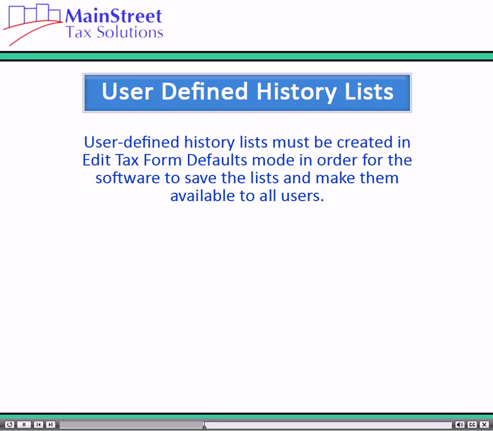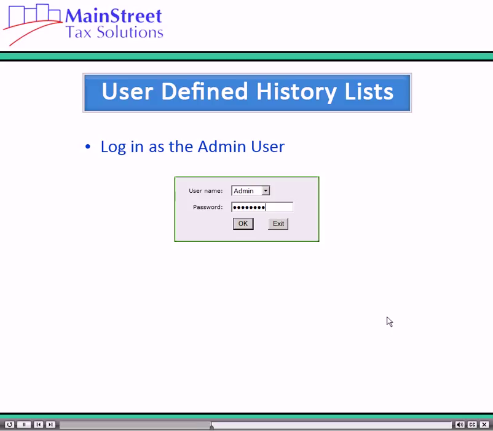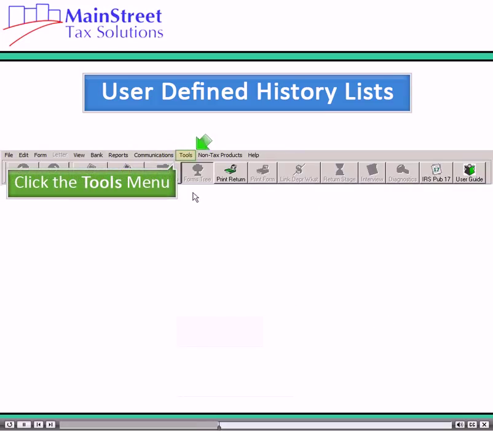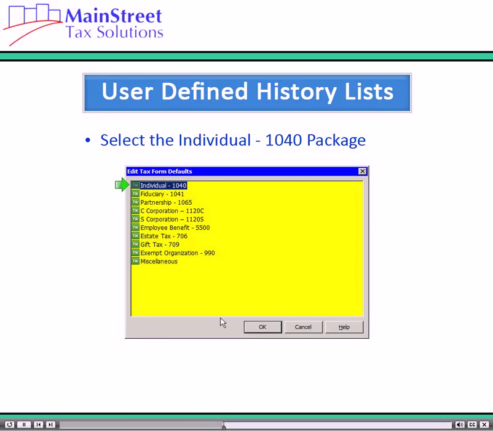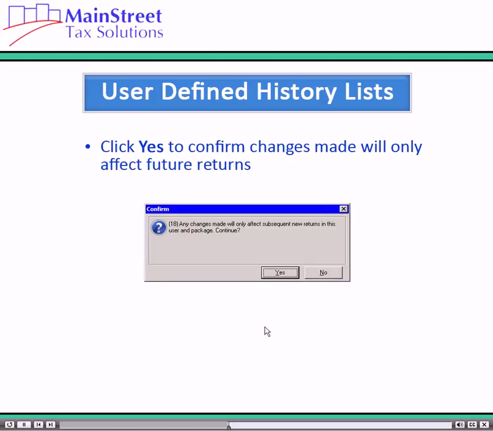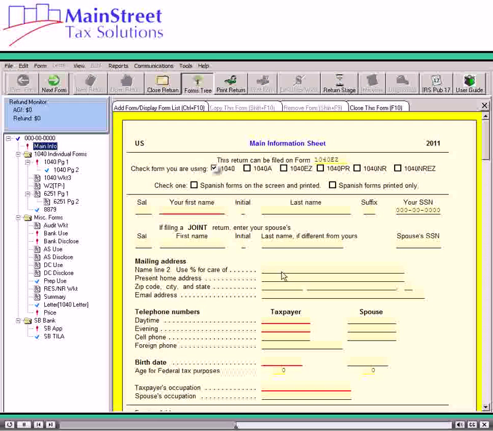User-defined history lists must be created in Edit Tax Form Defaults mode in order for the software to save the lists and make them available to all users. To create a user-defined history list, log in as the admin user or as a user with appropriate rights. Click the Tools menu, and then select Edit Tax Form Defaults. Select the tax package you want to use, and then click OK. The tax software will then display the Confirm message box, reminding you that changes affect only subsequent returns. Click Yes to continue. For this example, we will be adding a list on the Preparer Use form.